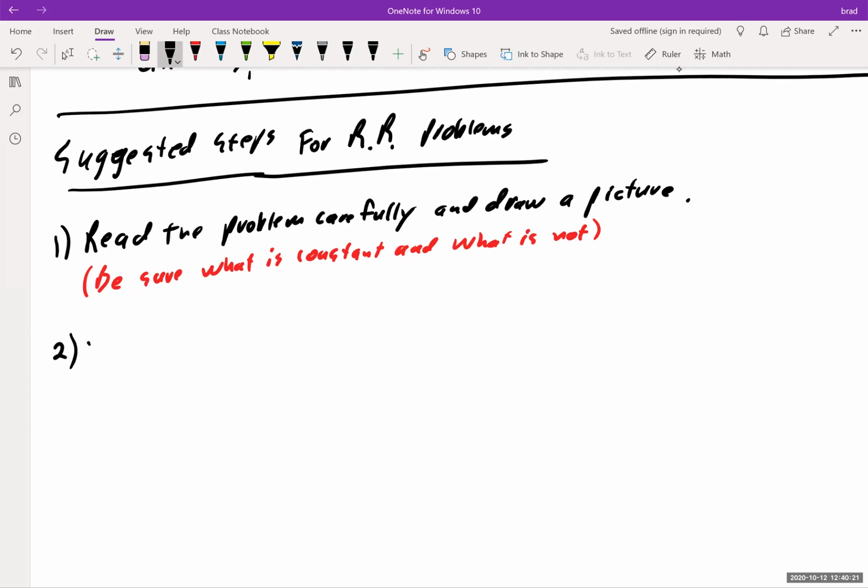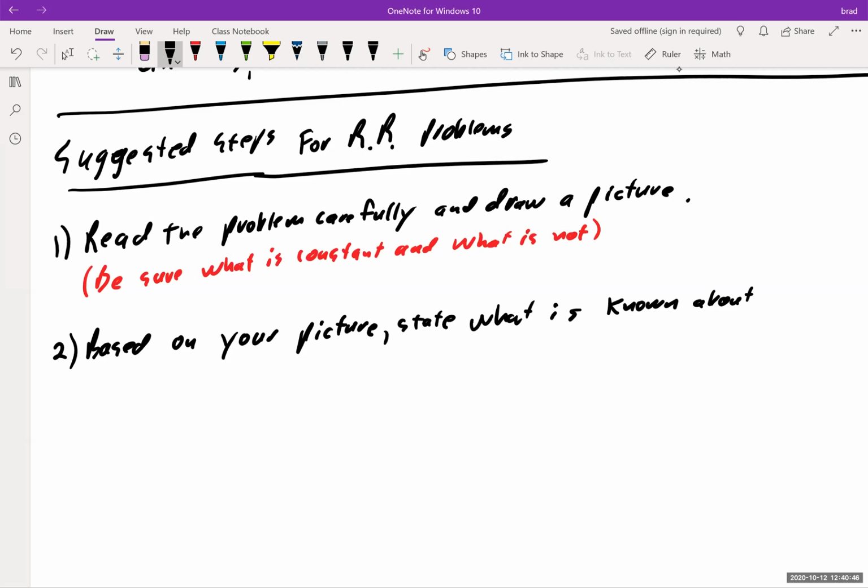Okay, so step 2, based on your picture, what is known about the variables? So I would say a good idea is to list what you know. I kind of do step 1 and step 2 sometimes blended personally.